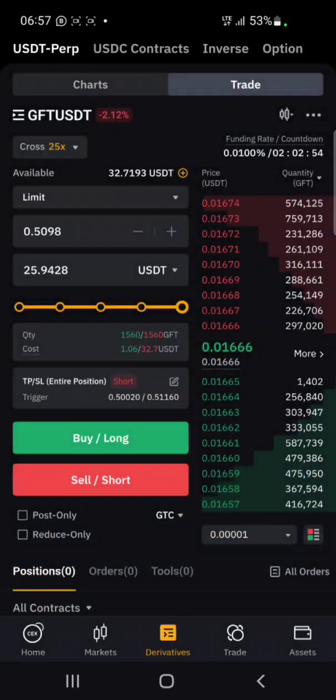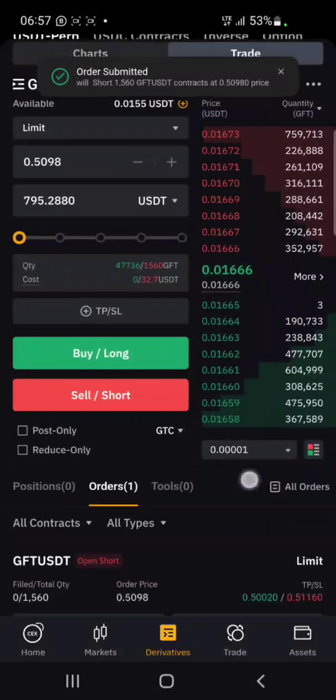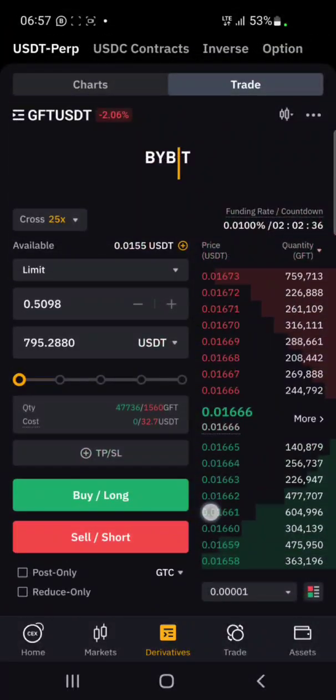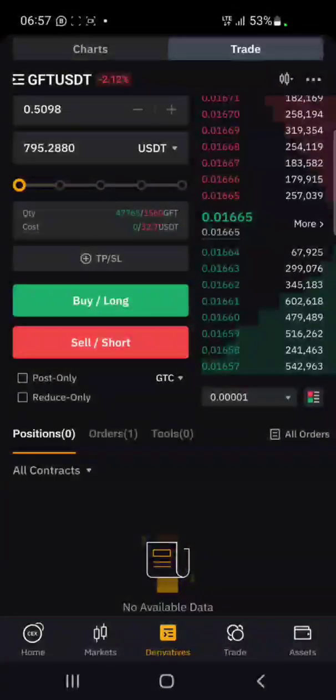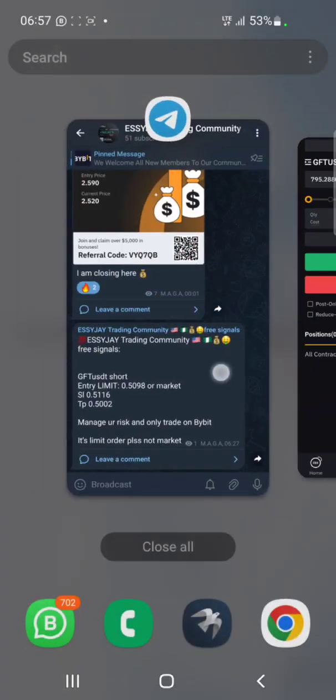Then you click on confirm. It's bringing you back to this place. If you look at this place, you see that trigger take profit is already set. Then you press sell since you are selling, then confirm. Now it will not be in position, it will be in order because it is a limit order. If it is a market order, it will move straight, or if it triggers, you will see it in position.